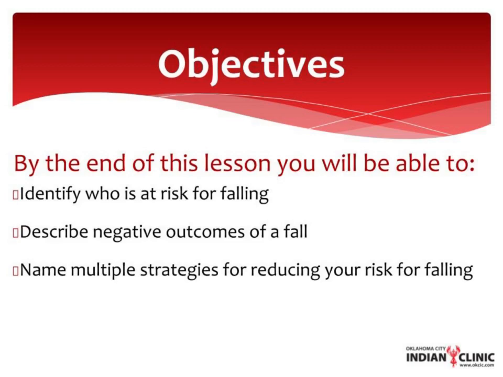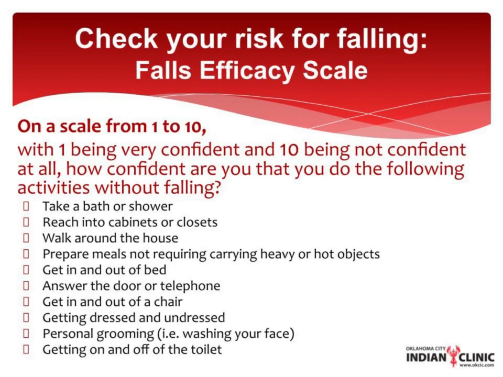So here are the objectives for today's lesson. You will be able to identify who is at risk for falling, describe negative outcomes of a fall, and name multiple strategies for reducing your risk for falling. So the first thing we want to do is to check your risk for falling. We are going to do that by completing a couple of things.